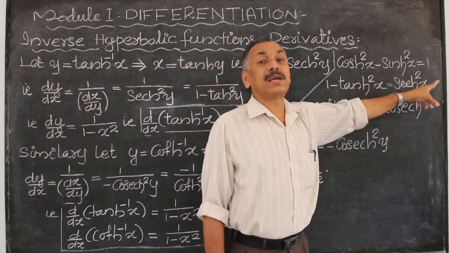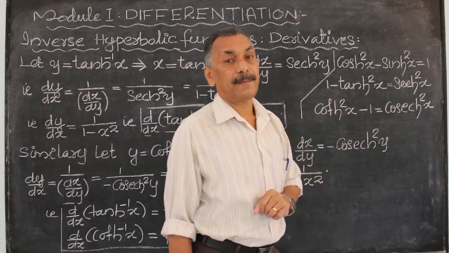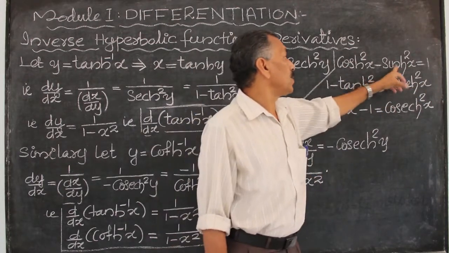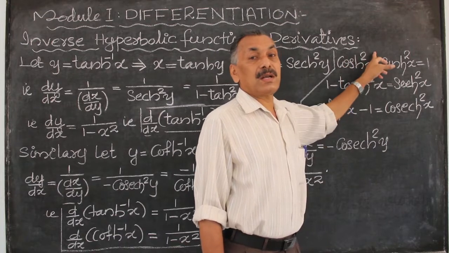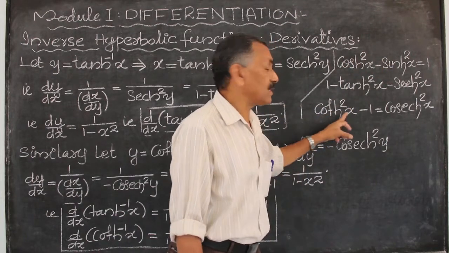Similarly, divide both sides by sin h square x. Now sin h square x will divide here, and cos h square divided by sin h square is cot h square x.